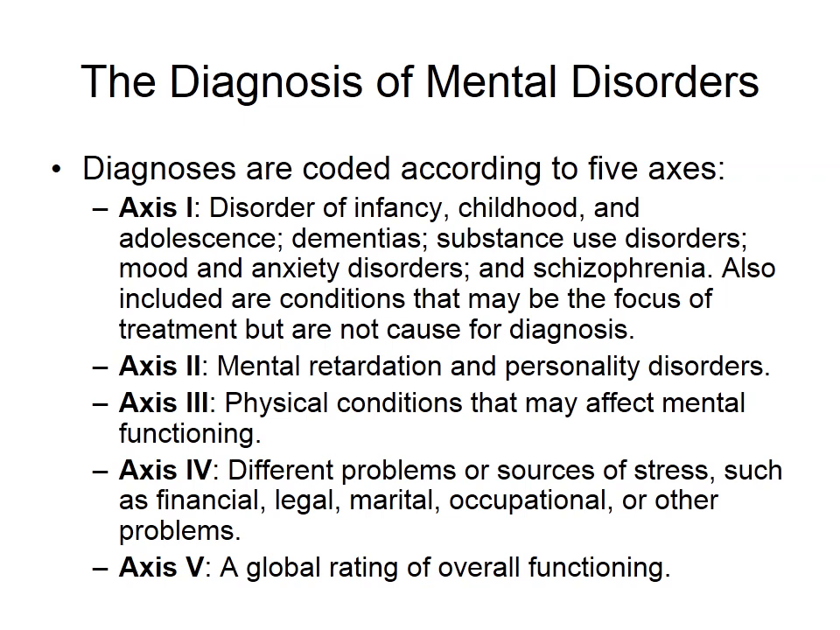Axis 4 is different problems or sources of stress, such as financial, legal, marital, occupational, and other problems. So most of the mental disorders in Axis 4 are often more counseling focused. So there are often people dealing with particular events, an enormous amount of stress, particular pressures that are causing them to have problems functioning in society. And then Axis 5 are global ratings of overall functioning.